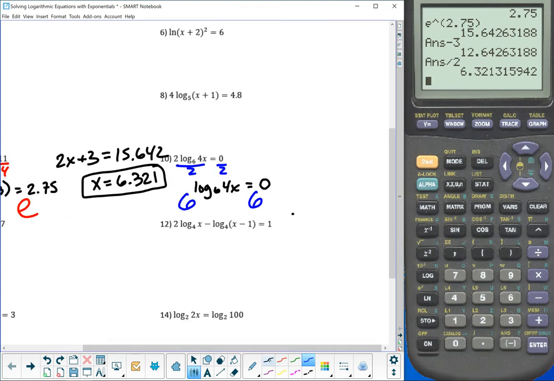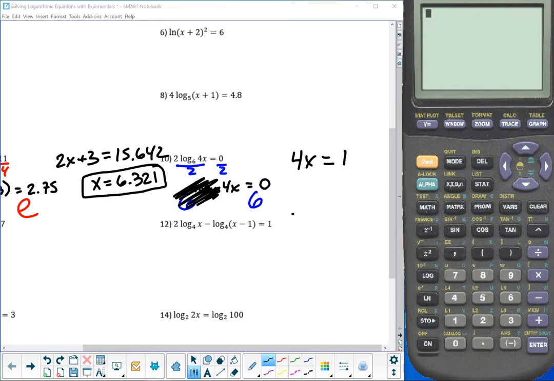Okay. And that's going to get rid of these, and you'll be left with 4x equals, and 6 to the 0 power is 1. And you can check it out here as well. You go 6 to the power of 0. Oops. No need for parentheses. And then solve for x. x is going to equal 1/4. Or you can go 0.25 if you want decimals.